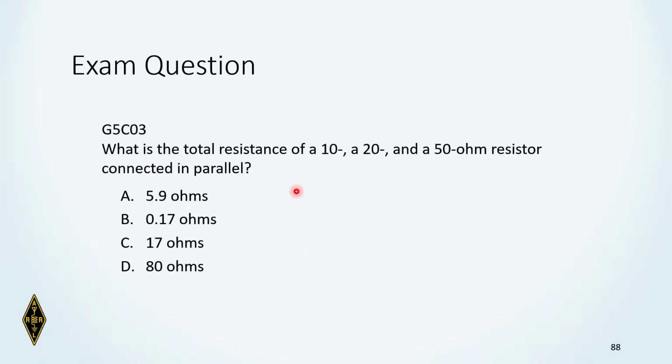What is the total resistance of a 20? Oh, it'll work for this one though. Total resistance of a 10, a 20, and a 50 ohm resistor connected in parallel. Alpha. It's alpha. Now, I said pick the lowest value, but not radically so. Well, this is pretty radical. 0.1, 0.17 ohms. And there's several that will work with that memory trick.